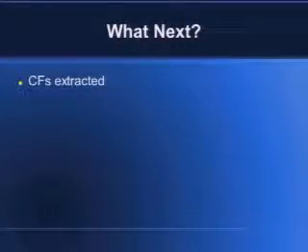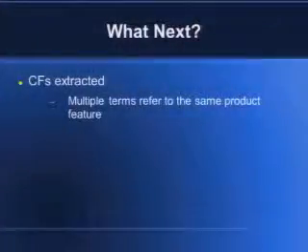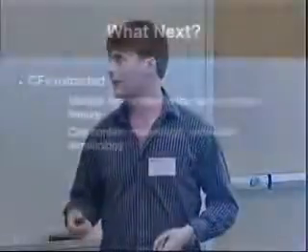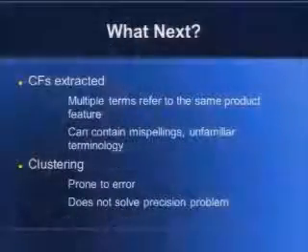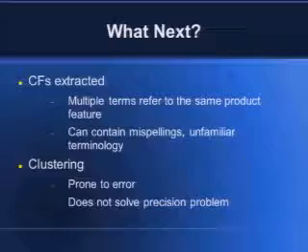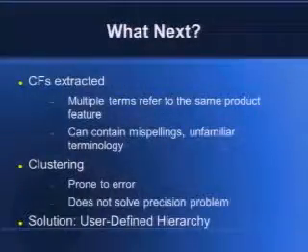So what next? Now that we have these crude features, the problem is that there are multiple terms which can refer to the same aspect of the product, and there can be spelling mistakes and unfamiliar terminology. One approach we could take at this step is basic clustering based on word similarity, but this can be quite prone to error, and the difficulty is that even once we have the clusters, we'd have to then decide which of the crude features is the most appropriate to use. So the way we solve this problem is with the user-defined hierarchy.